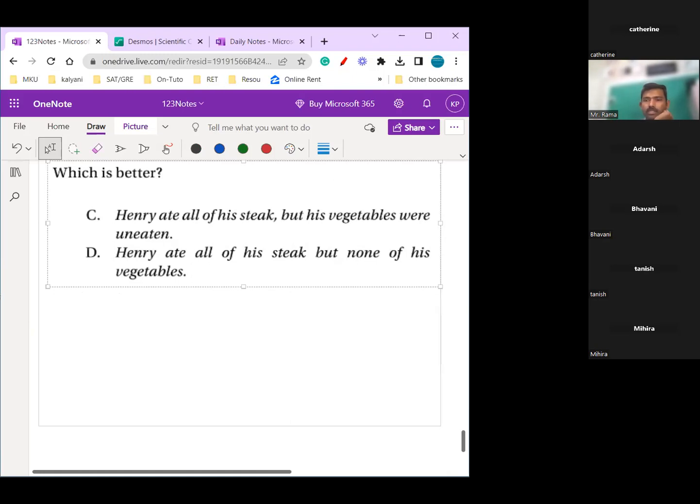Okay, Catherine, can you please read this one for us? Good. Okay, which is better? Henry ate all of his steak, but his vegetables were uneaten, or Henry ate all of his steak, but none of his vegetables? Okay, let's see if you guys answered that one already. That's good.